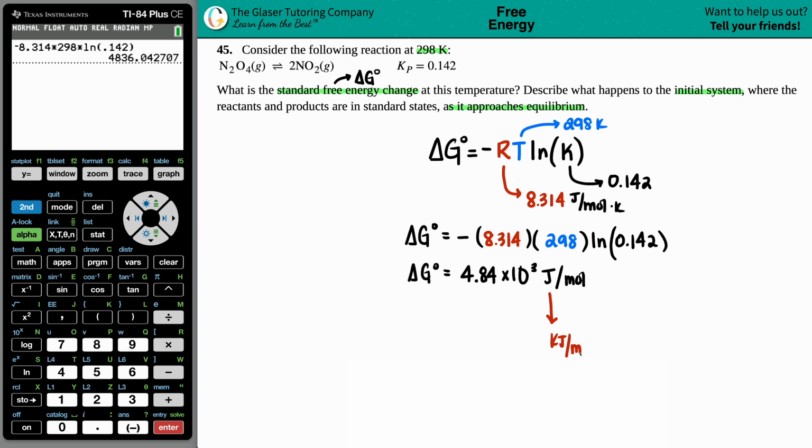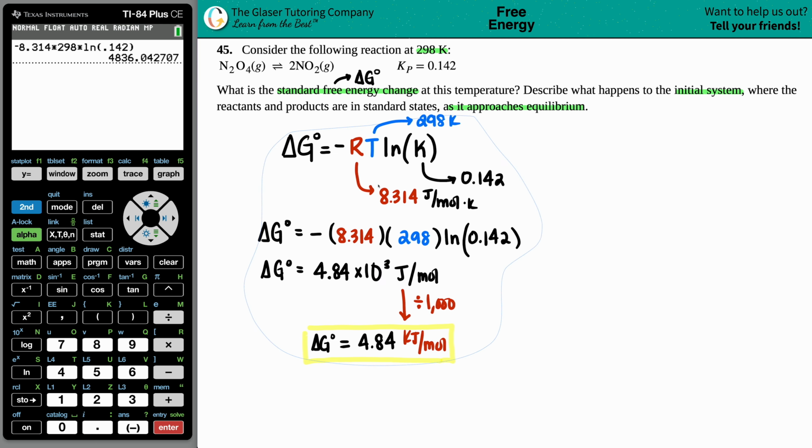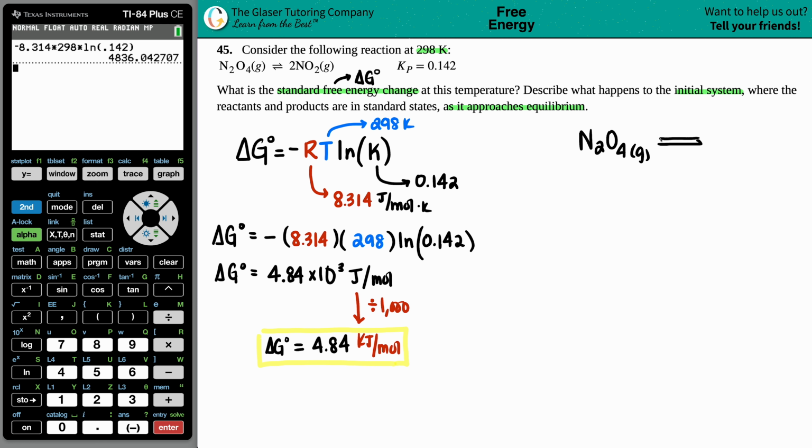It says, describe what happens to the initial system where the reactants and products are in standard states as it approaches equilibrium. Okay, so if we just pull this over here, and now if I just write this equation, we're saying that we have N2O4 gas, and this comes to equilibrium with 2 NO2 gas. Now they're saying, what's going on with the initial system?